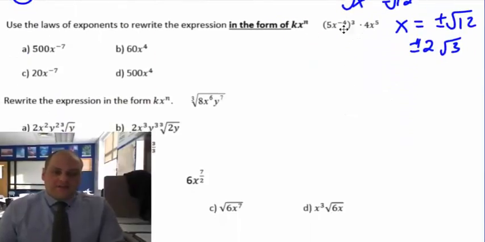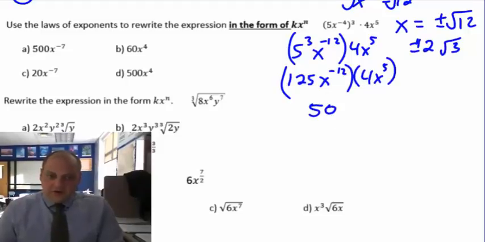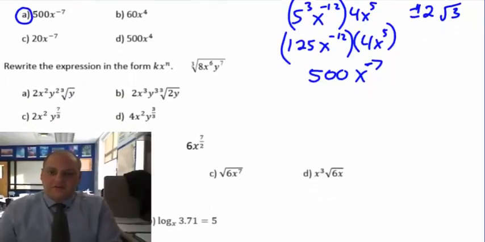All right, so we're going to raise first here. 5 to the third, and then x to the negative 12 gets multiplied. So that's going to be 125 x to the negative 12 times 4x to the fifth. And then 125 times 4, of course, is 500. Then negative 12 and 5, you've got to add those, so you get negative 7. 500x to the negative 7th. There we go. 500x to the negative 7.